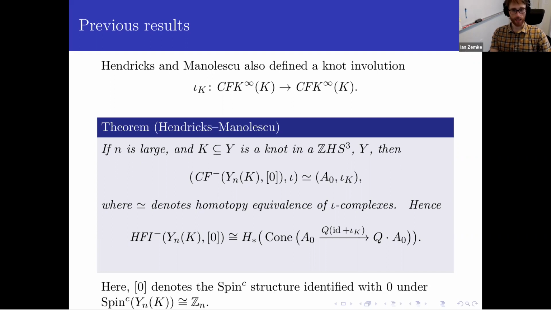And here I say explicitly 0. If you notice in the brackets, there's a square bracket 0. It's the spin C structure identified with 0 under the canonical identification of spin C of the surgery with Z mod n. There's some way to identify those. And it's self-conjugate: the conjugation action on Z mod n is like i maps to minus i.